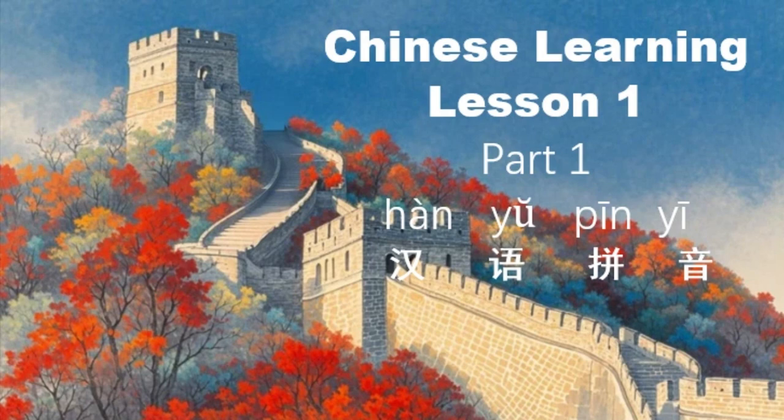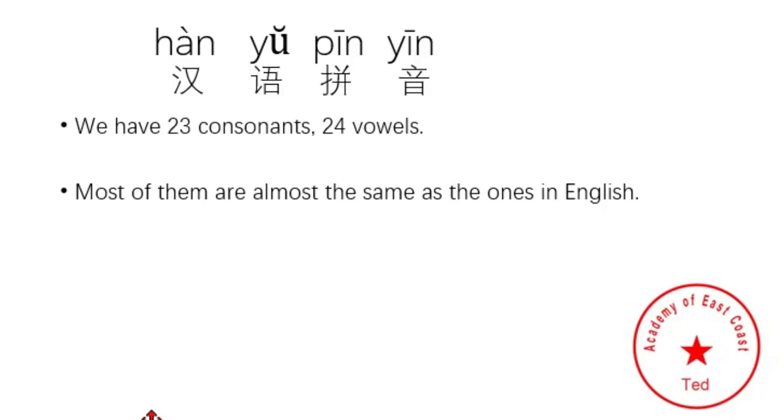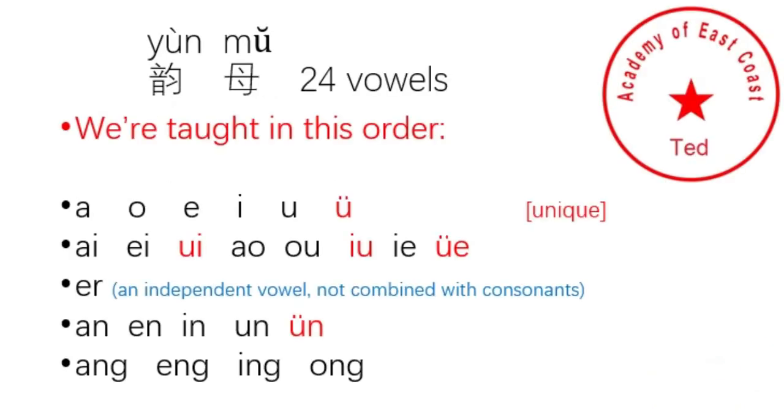We are learning Chinese. Let's get started with Pinyin. As we have known, we have 23 consonants, 24 vowels. Most of them are almost the same as the ones in English. I'm going through them quickly. We are taught in this order.